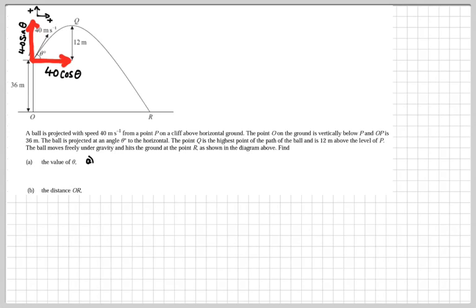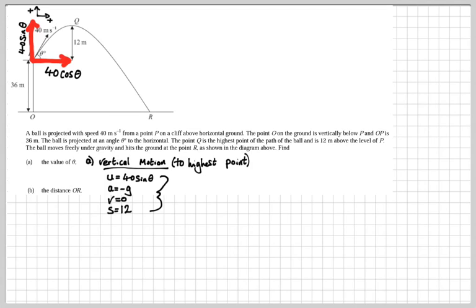So for part A, we're going to consider the vertical motion up to the highest point. So let's list down what we know to begin with. u is 40 sin theta, the acceleration will be minus g, given my frame of reference. The velocity at the highest point, the vertical velocity, will be 0, because of course the particle momentarily stops rising, and the displacement to the highest point is 12.